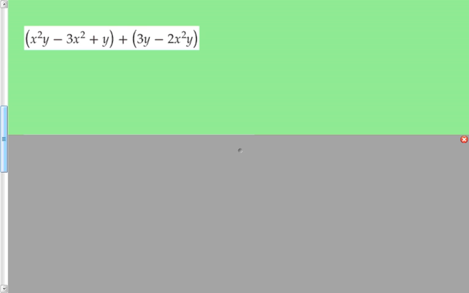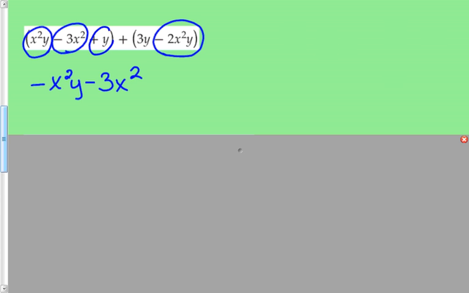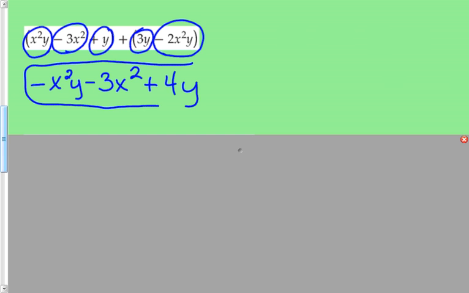Okay, in this case, the largest term would be the first one here, because this would be to a degree of 3. So we'll look over here, and we do have a like term. So we'll be left with a negative x squared y, because 2 take away 1. Then we'll put our negative 3x squared down because that's the next largest degree. And then we'll have positive y and a positive 3y, so a positive 4y. And that's finished. We've used all our terms and combined them. There we go.